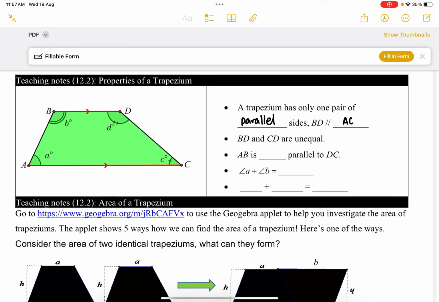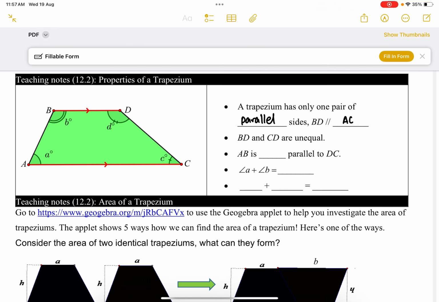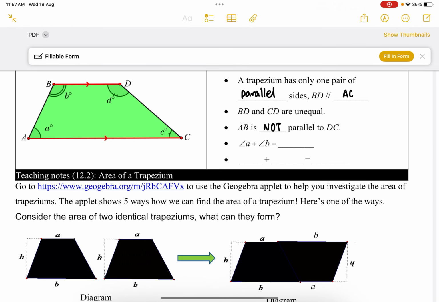So AB is not parallel to DC. And then we also saw, let me just do a quick recap. Interior angles, parallel lines, A plus B, they are given to be 180 degrees. So our reason is interior angles, parallel lines. Similarly, our angle C and angle D also gives us 180 degrees.